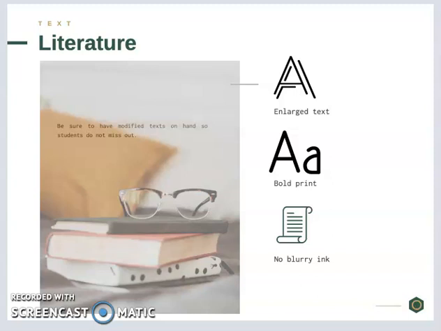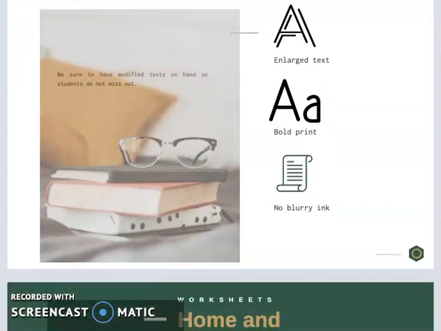Okay, literature. It's very handy to have modified text on hand so students aren't missing out on the same education as their peers, and these typically include things like enlarged text, bold print, and definitely making sure that there's no blurry ink or misprints or typos on these pages.